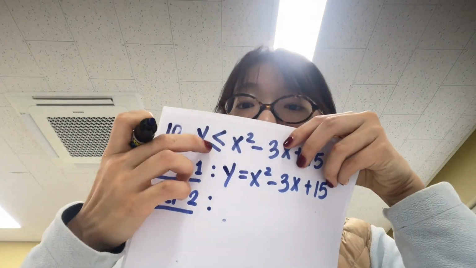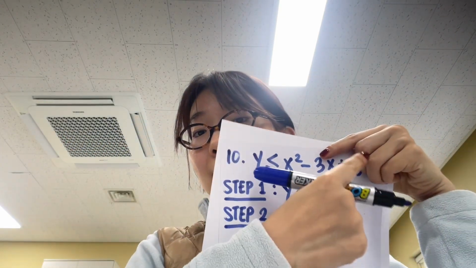Let's try number 10. Y is smaller than or equal to x squared minus 3x plus 15. So step 1, pretend like we just have an equation. Y equals x squared minus 3x plus 15. Step 2, graph it. And since we have an equal sign, that means all the points on the parabola establish this inequality statement to be true. So we need to have a solid line, or solid parabola, I should say.